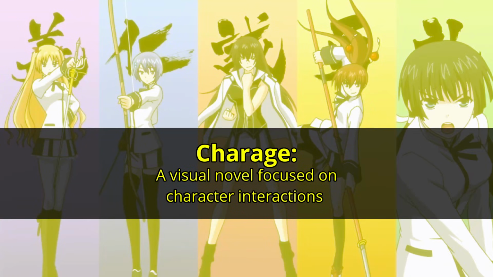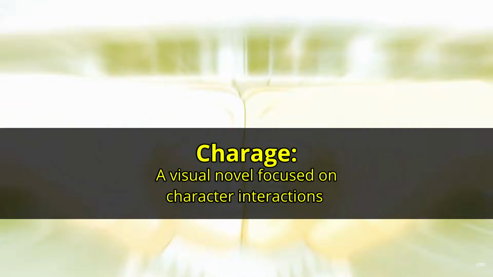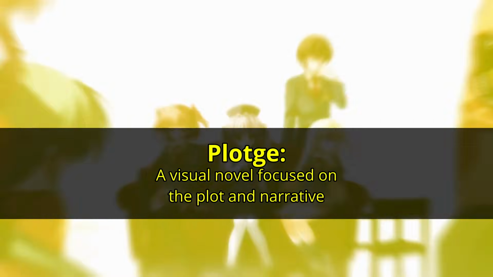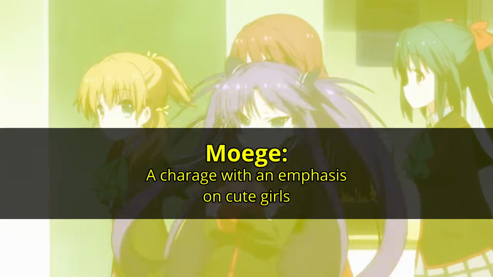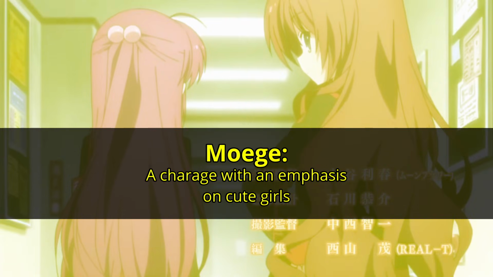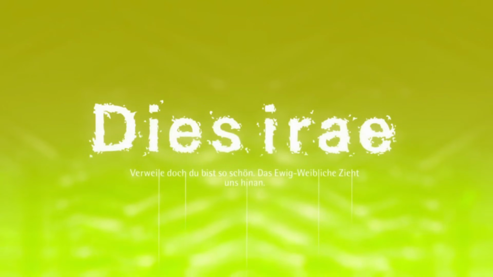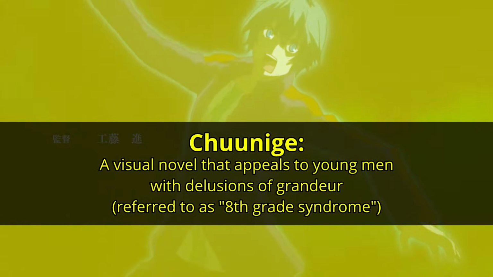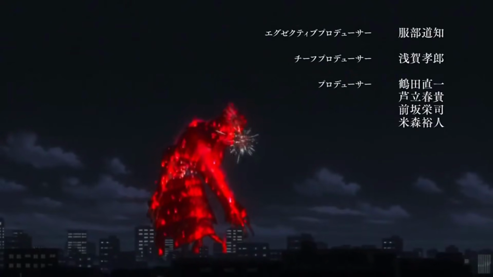A karage is a visual novel that is more focused on characters and player interactions with them, while a plot-ge is more focused on the twists and turns of an ongoing narrative. A more specific example of a karage would be something like a moe-ge, where the focus is on spending time with cute girls, while a more specific plot-ge would be something like a chuni-ge, which is named after the type of game cringy middle school kids would love. Melodramatic action schlock with a focus on over-the-top set pieces and edgy plot devices.